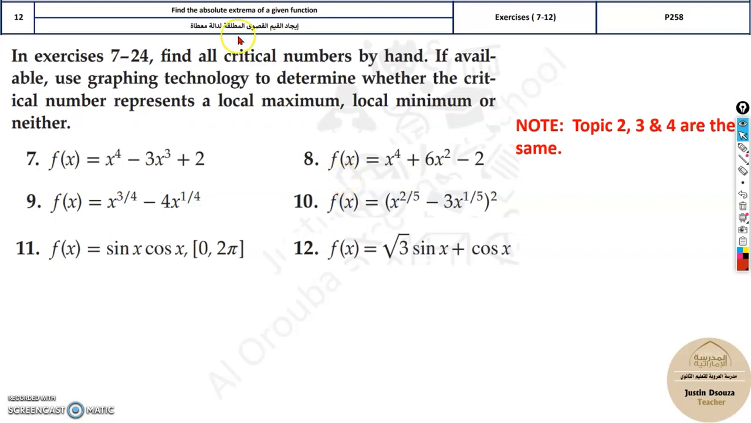Moving on to the 12th topic, it is to find the absolute extrema of a given function. Before I begin this topic, I want to remind you that this topic is similar to topics 2, 3, 4. Now, the 12th topic is just similar to it. We have already solved these problems in the previous videos. Basically, we need to find the critical numbers, absolute maxima, minima, and then we need to understand about the graph.